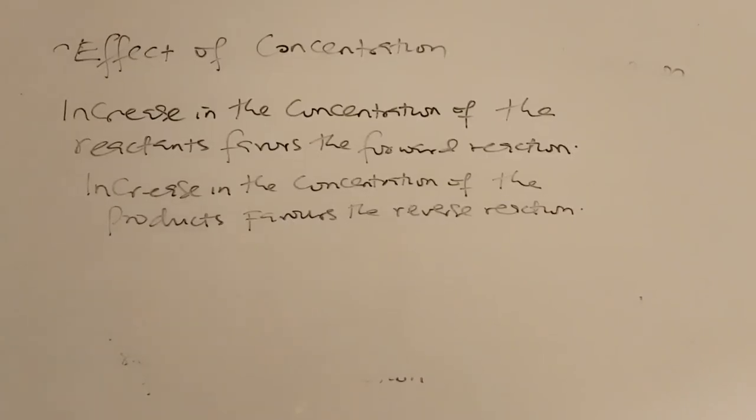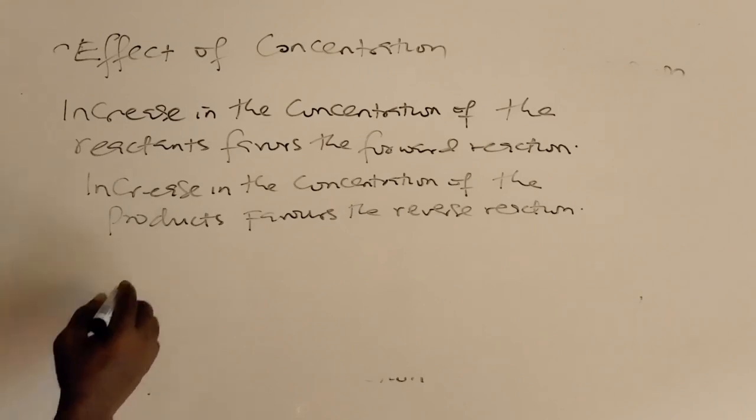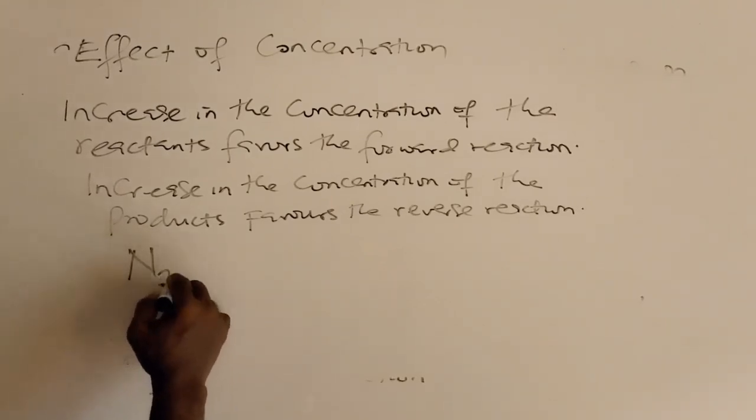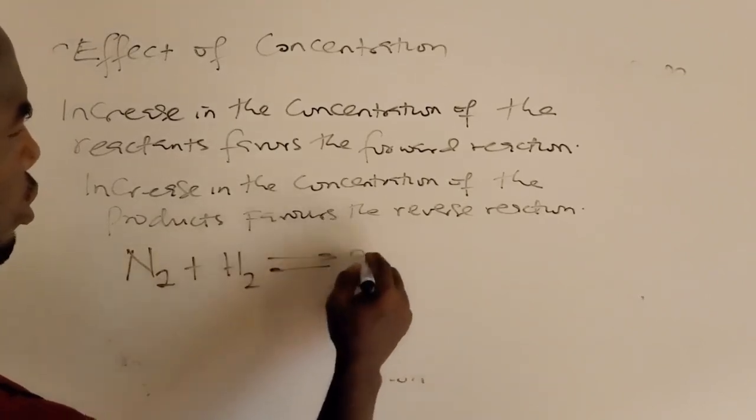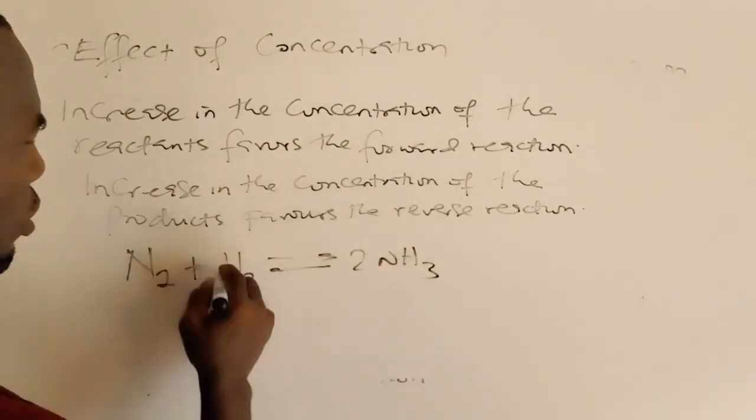So going over to the effect of concentration, an increase in the concentration of the reactants, or any of the reactants, favors the forward reaction, while an increase in the concentration of the products, or any of the products, favors the reverse reaction. So what do we mean by concentration? Concentration implies quantity. Let's look at this example we have on the board.